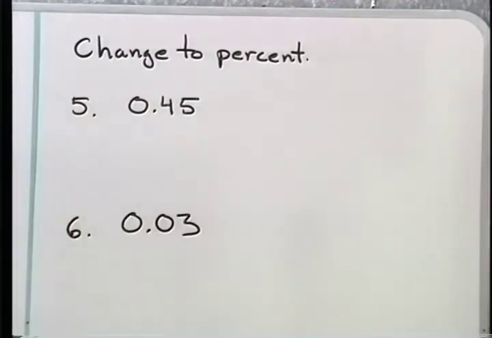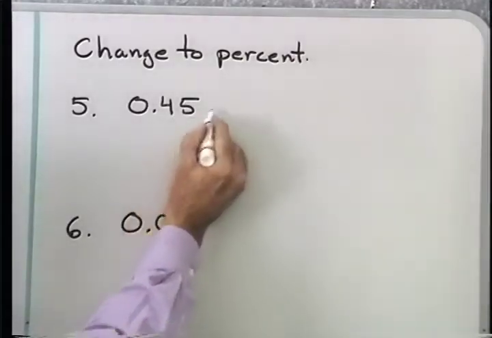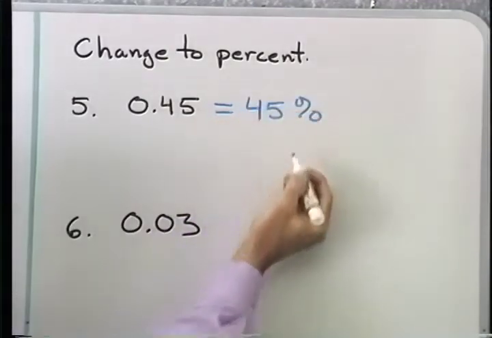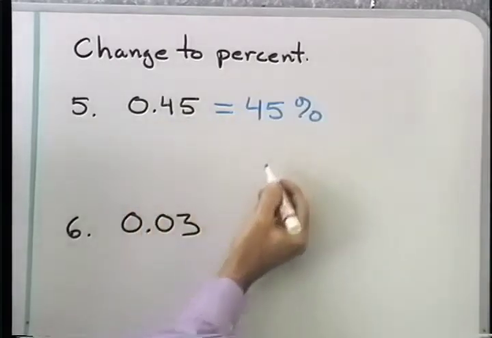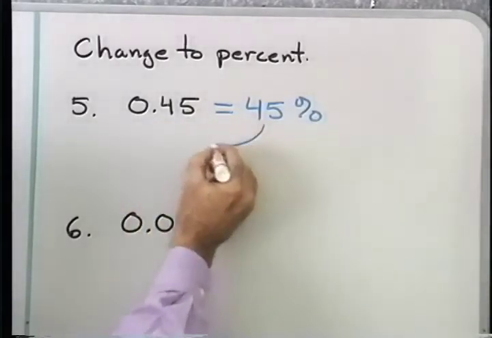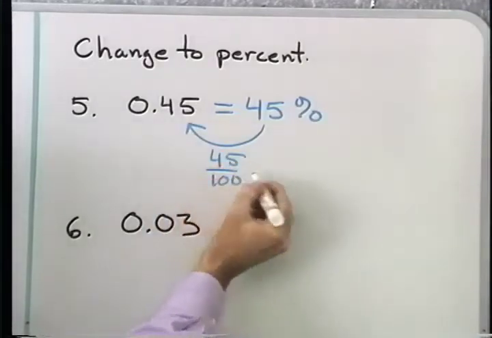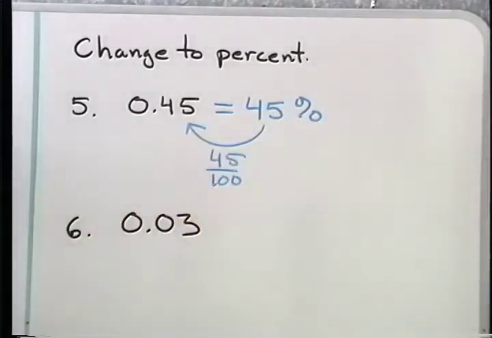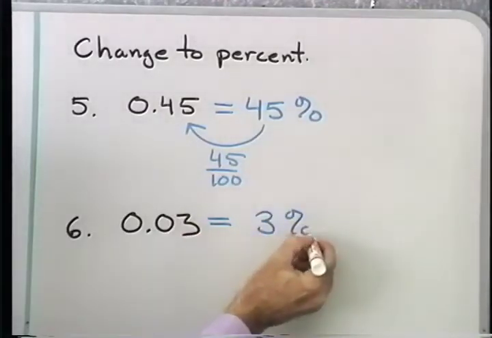For problem number 5, we want to change 0.45 to a percent. So I know that 0.45 is 45 hundredths. So that means that this must be 45 per 100, or 45%. So 0.45, that decimal as a percent, is 45%. Now you can check just to see if that makes sense by going back to 45 over 100 when I take my percent and write it as per 100, and sure enough we get 0.45. So here I have 3 hundredths, so that's going to be 3%.